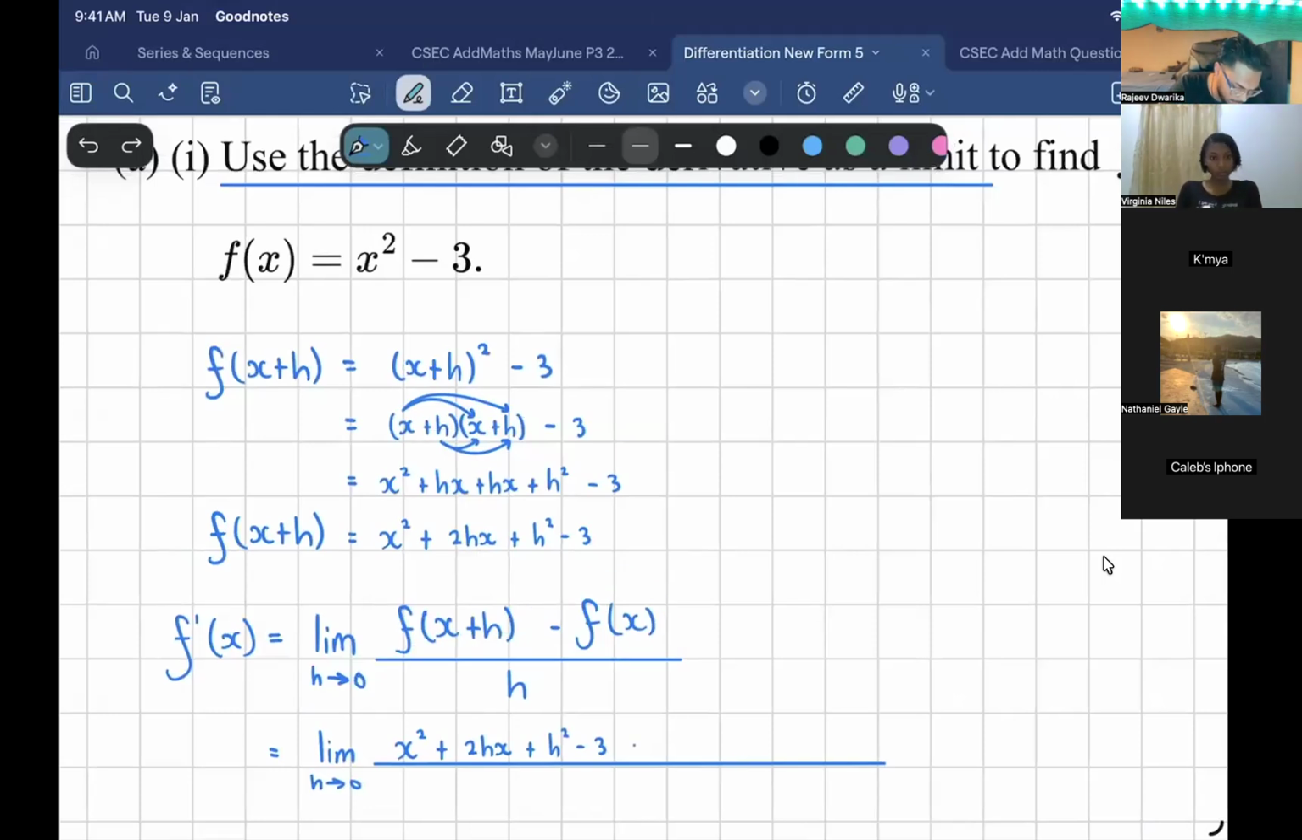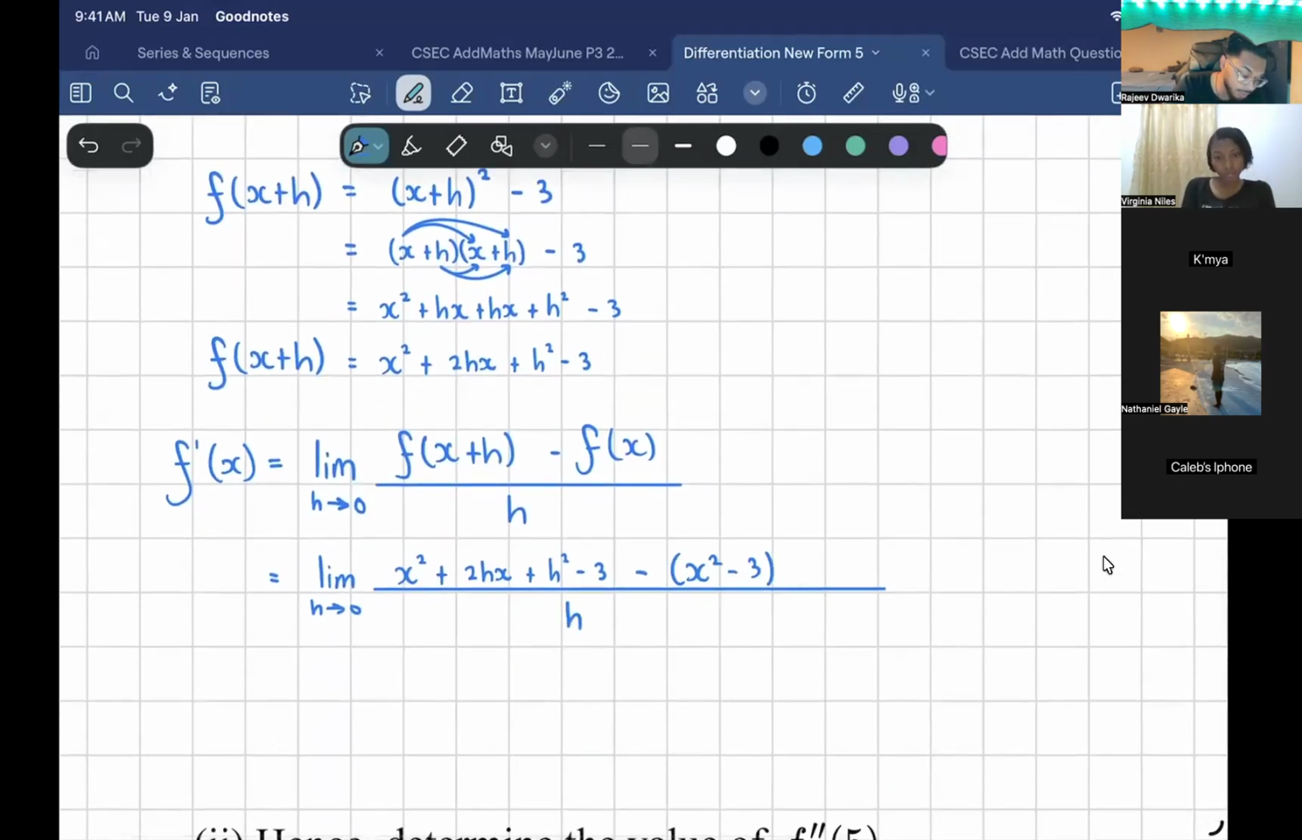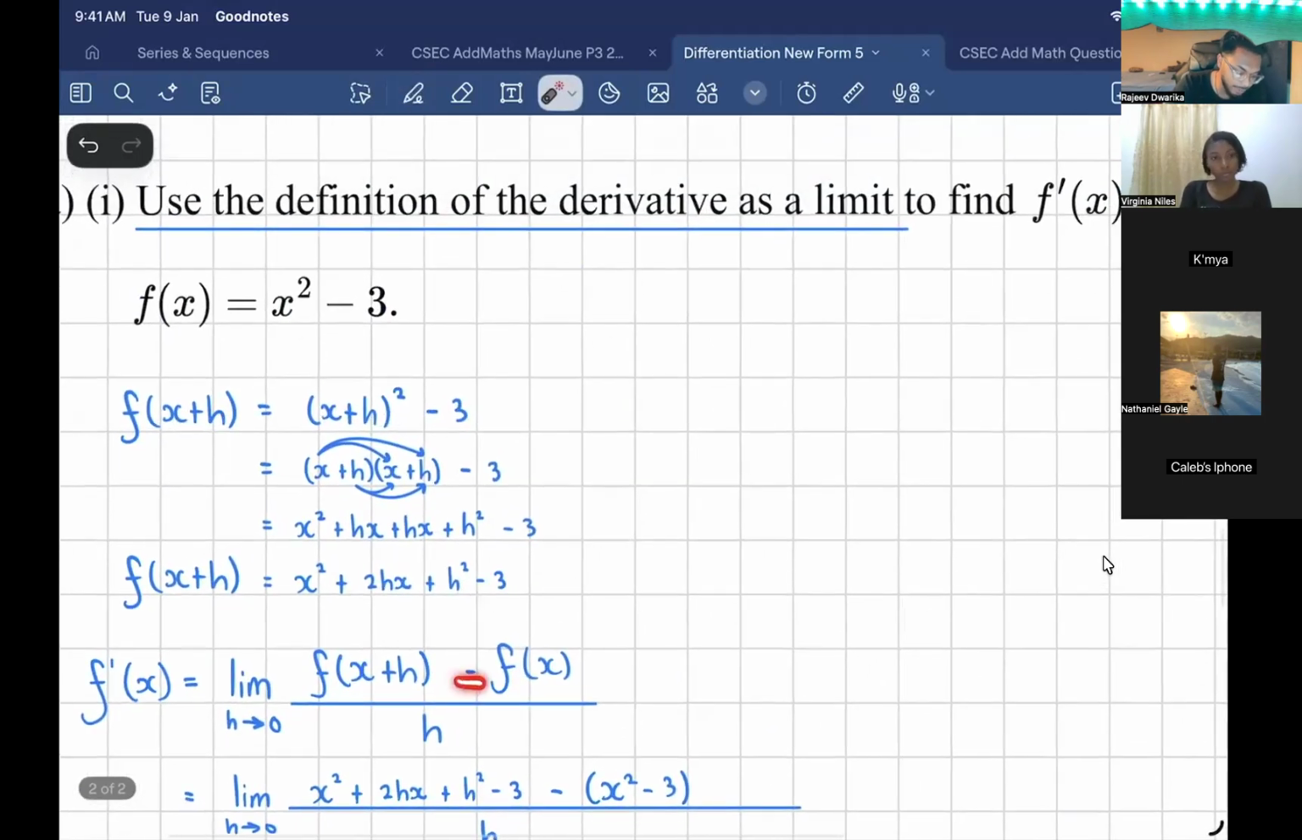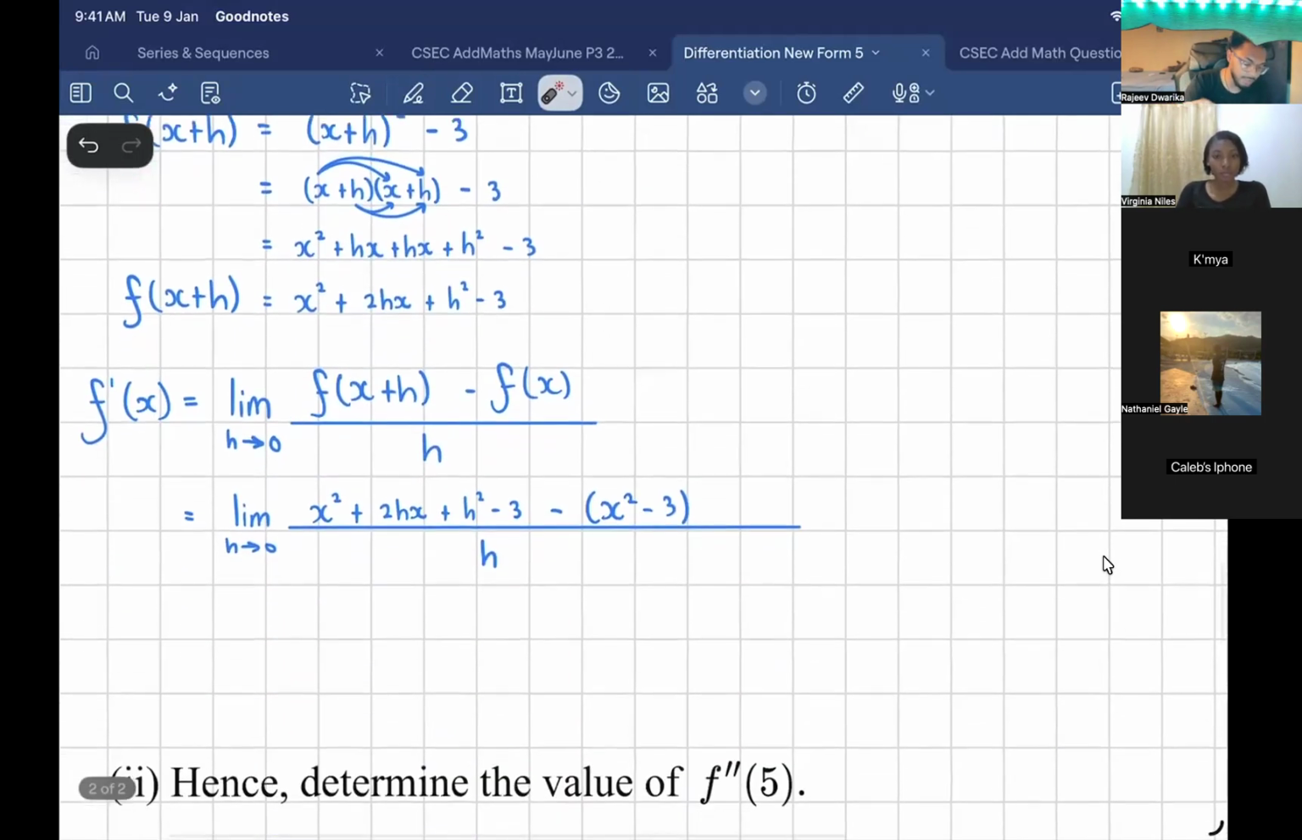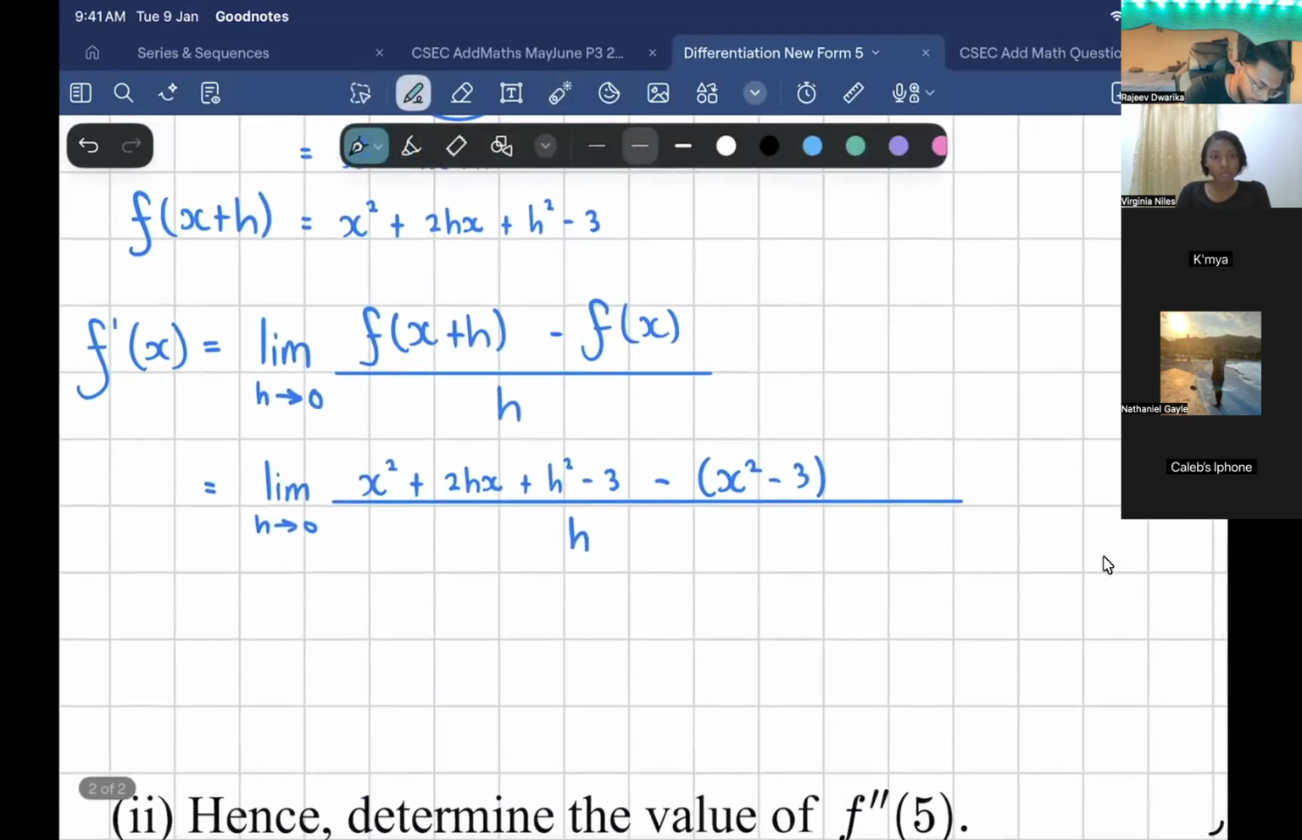It will be minus bracket x squared minus 3 bracket, all over h. If you are confused, it says minus f of x. What exactly is f of x? Well, f of x is x squared minus 3. But this is a whole term by itself, so to show that, you put it in brackets. You put x squared minus 3 in brackets. In the next line, you'll expand the brackets.